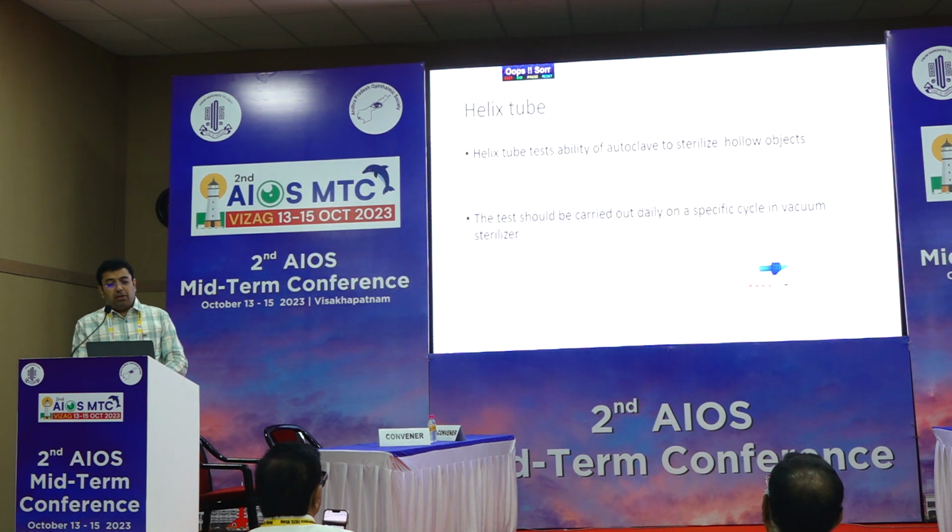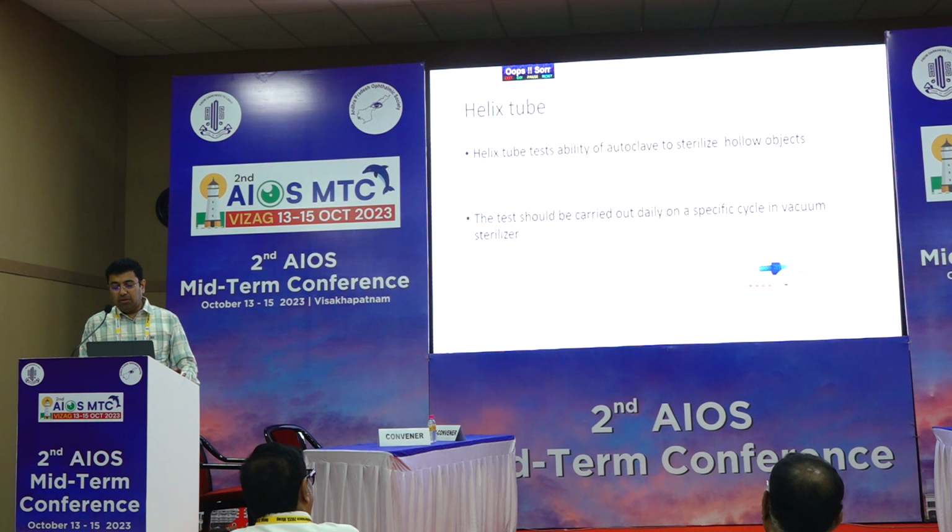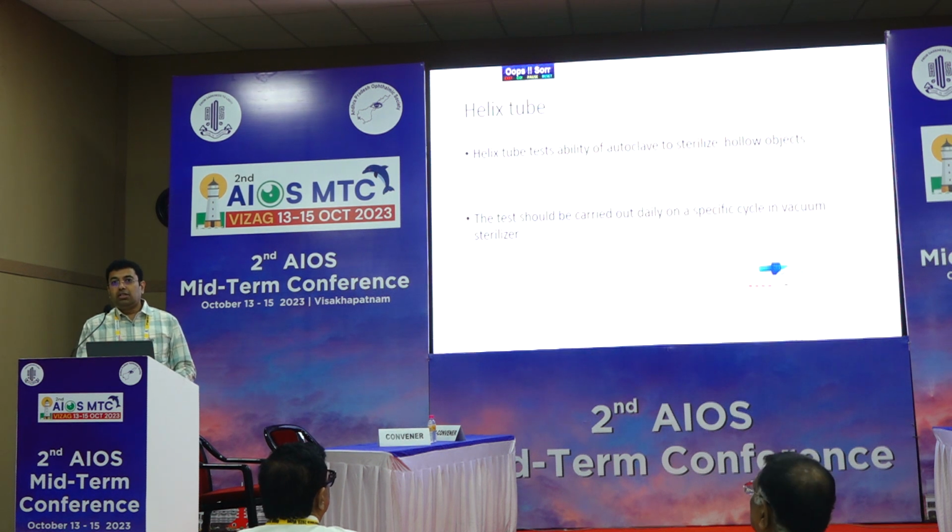Then the helix tube is a specific type of chemical indicator which is used to test your sterilization process of hollow instruments like your phaco tubing. What happens in a helix tube is, if you see, there is a knob here. This is the indicator. The indicator is placed inside the knob here, and once you do a sterilization, the steam goes through this tubing and finally reaches here, and this indicator will change the color.